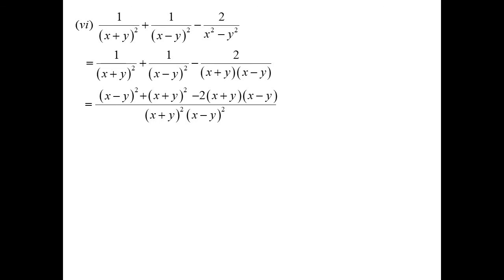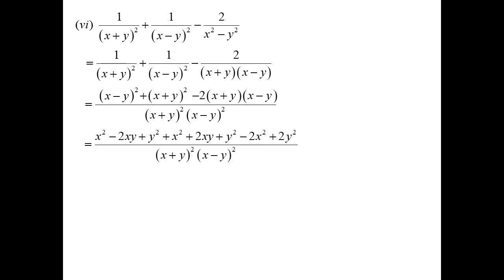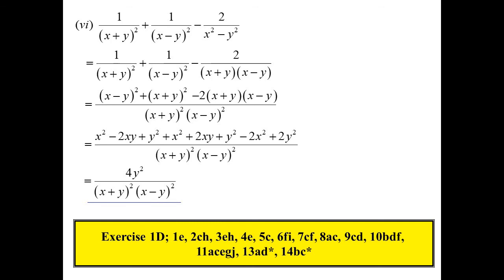What should I end up with? If I've done that right in my head, that'll be 4y squared. Let's see. If you expand the whole thing out, there it is. Yeah, 4y squared we end up with there as our answer. Okay, there's the algebraic fractions.